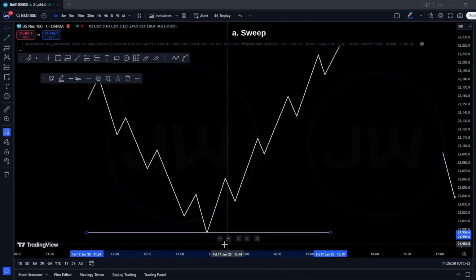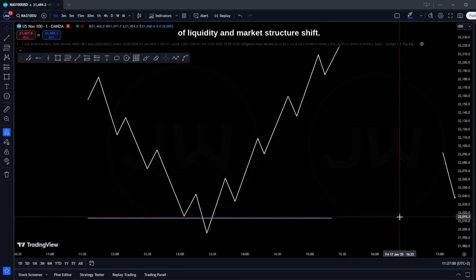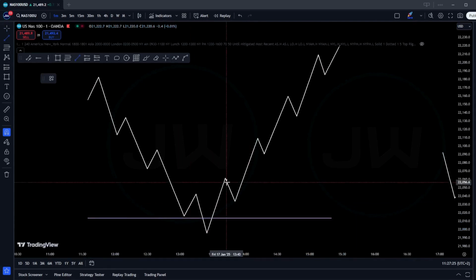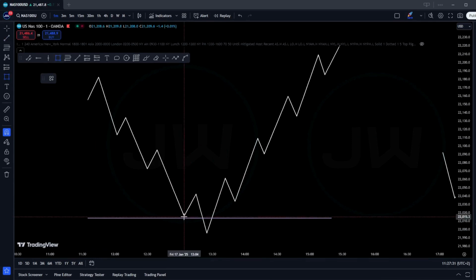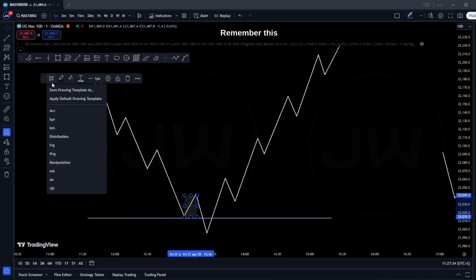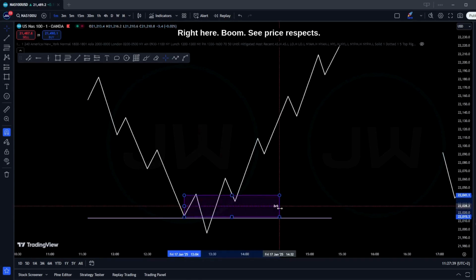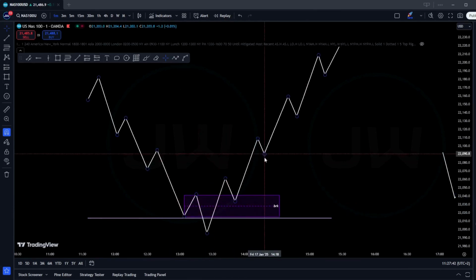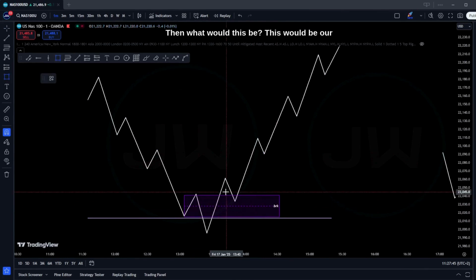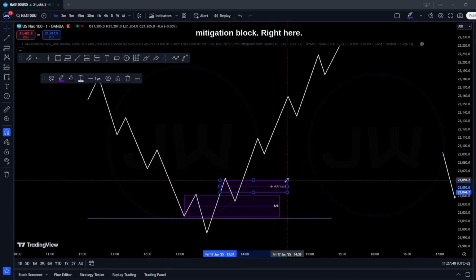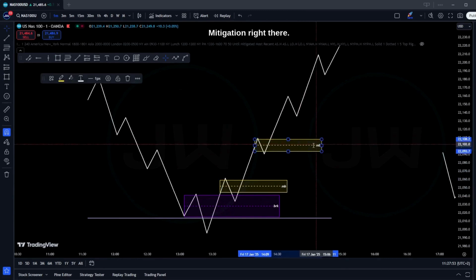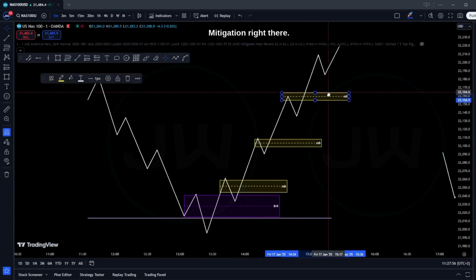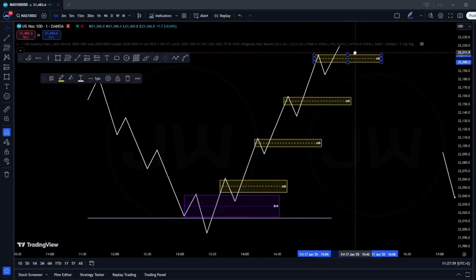We have a sweep of liquidity, a market structure shift. We break this high and we start reversing. This, if you remember, would be our breaker block right here. Boom, see price respects. Then what would this be? This would be our mitigation block right here. Mitigation right there. Mitigation right there.